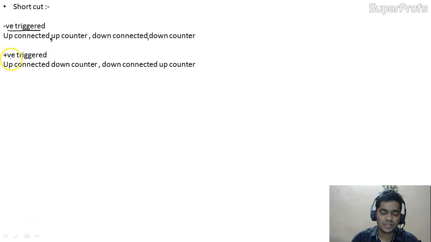Similarly, if the counter is positive edge triggered, then up connection would give us a down counter and down connection would give us an up counter. So you can make this shortcut, and in the next session I will explain one of the counters so that it is easy to learn this formula, and you can also prove it. I hope you have written this shortcut. So this was the session. In the next session we are going to see the rest of the topics that remain in counters. Thank you.